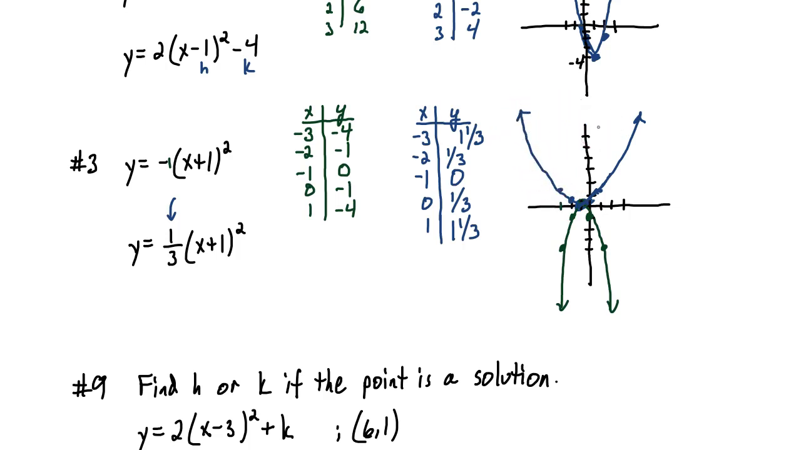This time the parabolas don't have the same width, and one of them opens up and one of them opens down, and that is caused by the value of a.